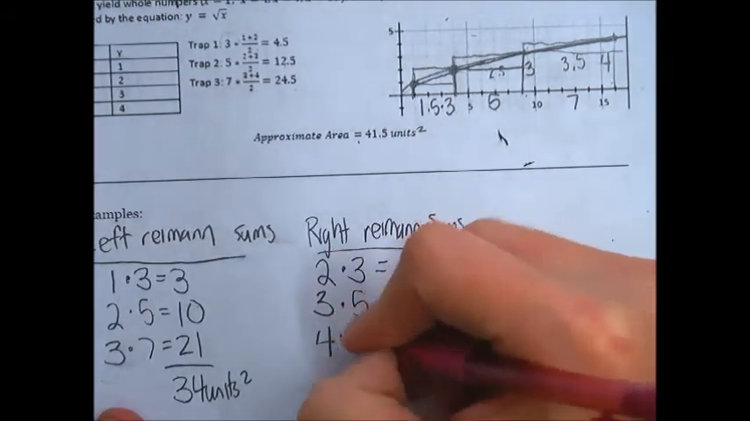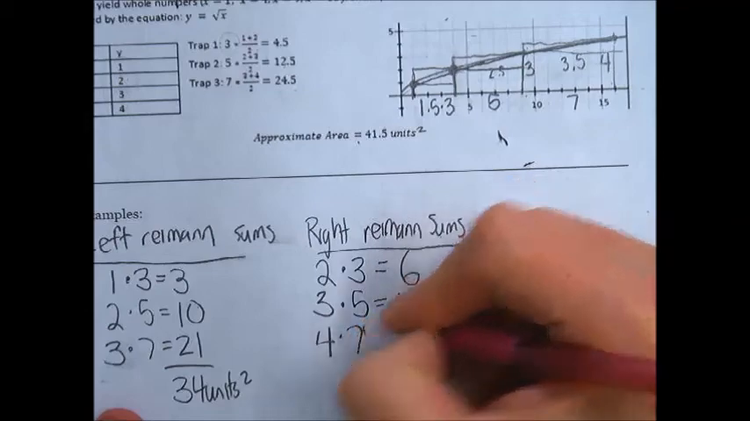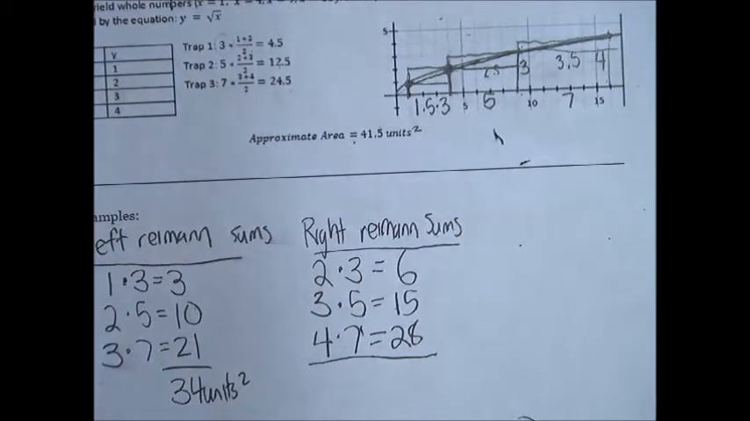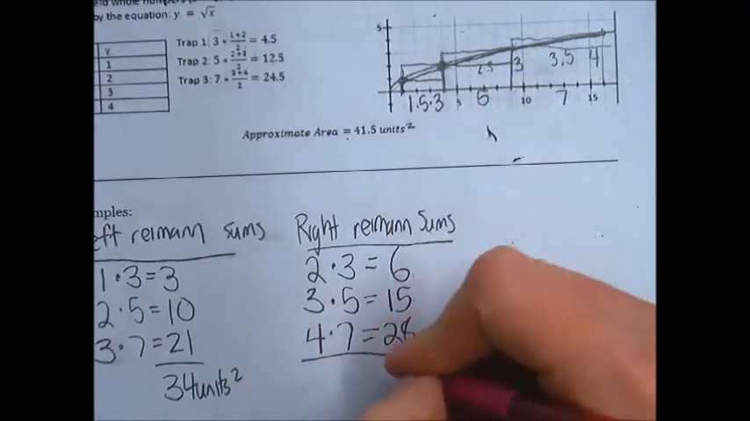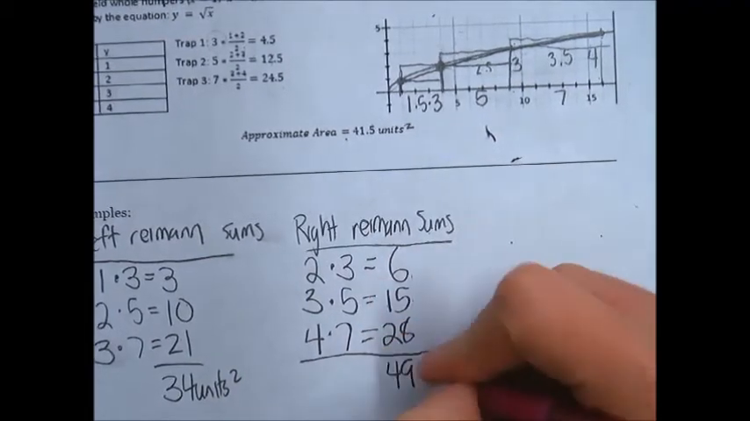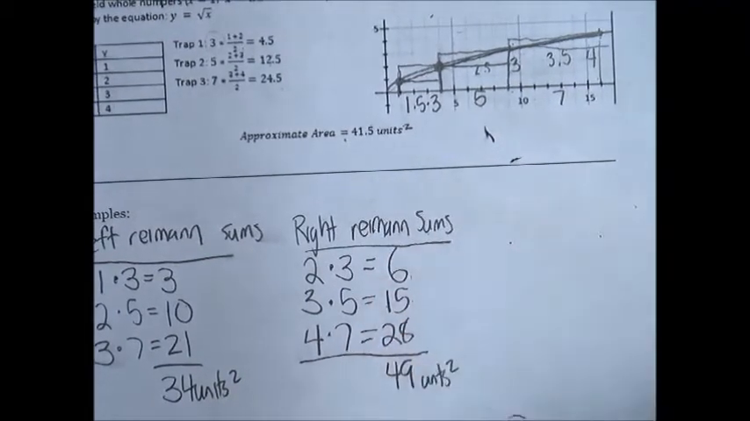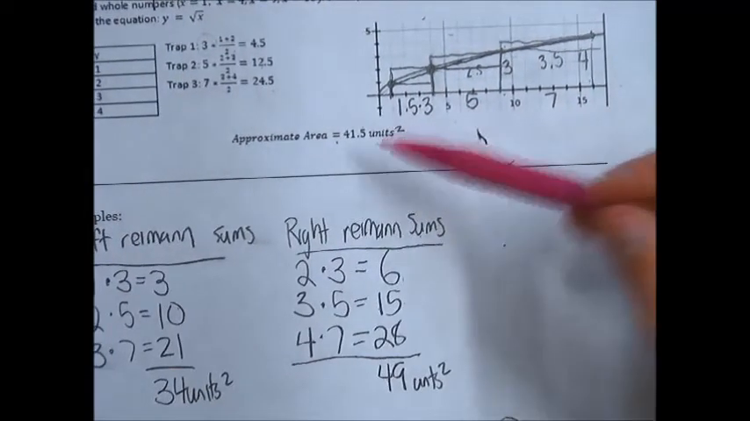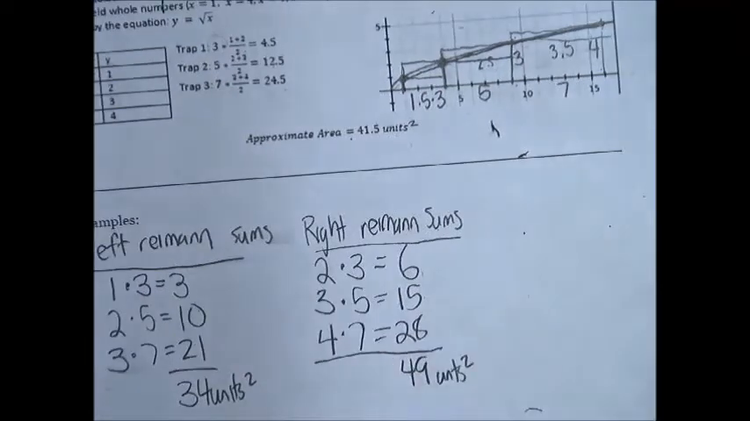And I multiply that by 7, so I get 15 and 28 for these areas. And I add them all up, I get 21 plus 28 is 49 units squared. Definitely over approximate, or at least it's more than this one. And this number is between these, which shows that trapezoidal sums, given similar intervals, will tend to be more accurate.